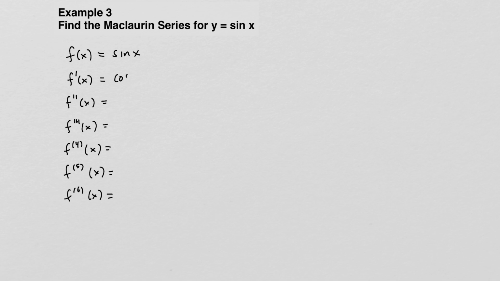Derivative of sine is cosine. Derivative of cosine is negative sine. Derivative of negative sine is negative cosine. And the derivative of negative cosine is negative sine, which is sine. And then the derivative of sine is cosine, and the derivative of that is negative sine. So what I want you to notice is that you start with sine, and by the time you get to the 4th derivative, you are back to where you started. And so we are going to cycle through these functions indefinitely.